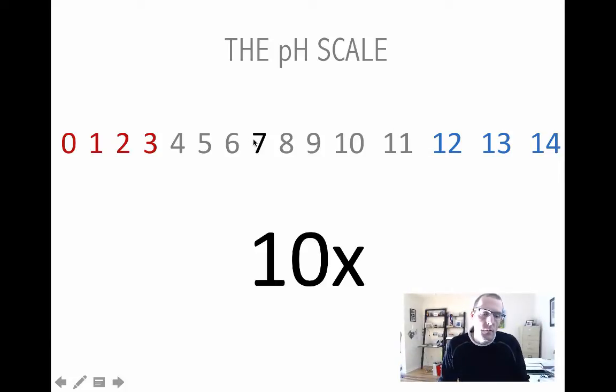So then the flip of that is true. If we go from 7, 8, 9, 10 upwards, then we're looking at a decrease in the proton concentration. So for example, if we went from pH 5 to pH 4, that's a 10-fold increase in proton concentration.